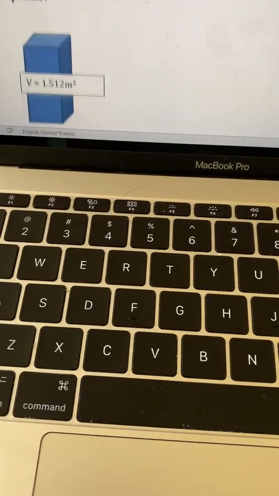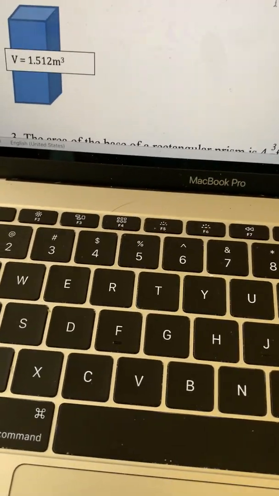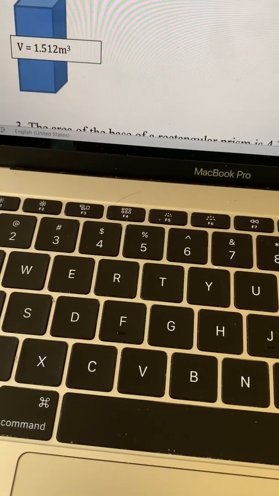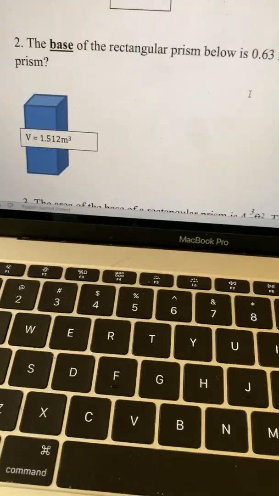Volume equals length times width times height. The problem for number 2 tells me that the volume is 1.512 and that the base of the rectangular prism is 0.63. So volume is 1.512. Length times width, it tells me, is 0.63. Remember, when it says that the base is, it's already done the length times width for me.